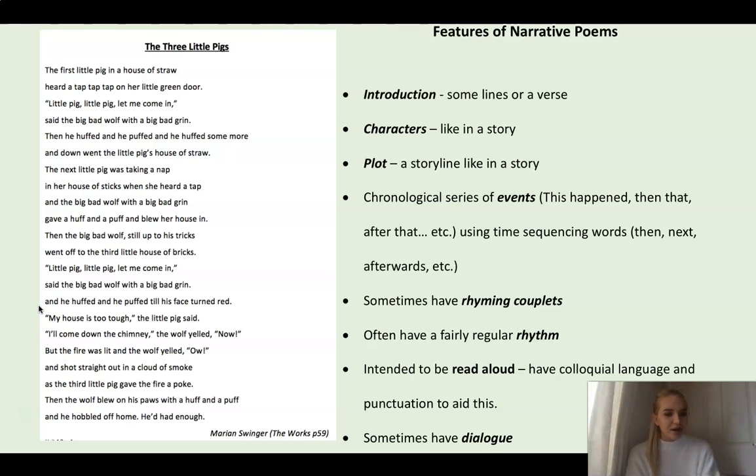Okay, so can you start telling me things? Talk to the screen. Is this a narrative poem? What features of a narrative poem does it have? Can you tell the screen, please?